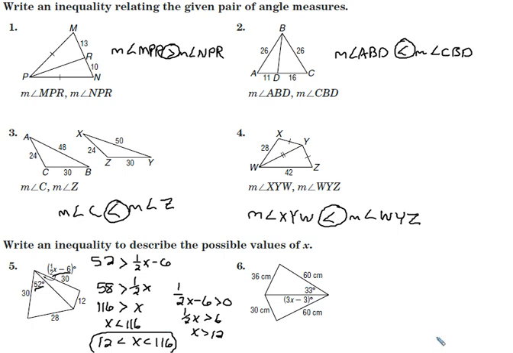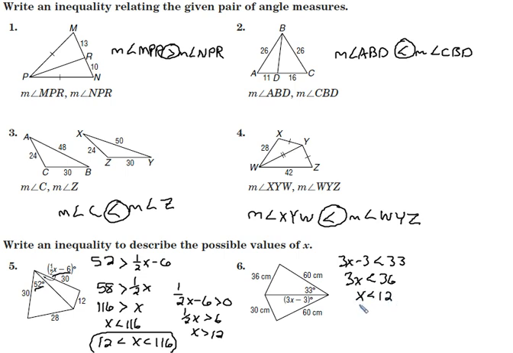All right, number 6 is going to work very similar. We have 3x minus 3, that angle measure compared to that of 33. 33 is opposite 36 side, 3x minus 3 is opposite 30 side. It is obvious that the 33 is greater, 3x minus 3 less than 33. Let's go ahead and solve this for x. Add 3 to both sides. 3x is less than 36. Divide by 3. X is less than 12.